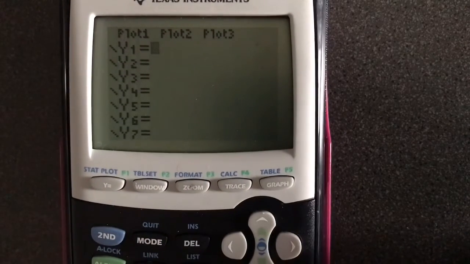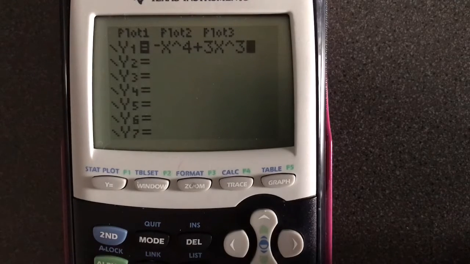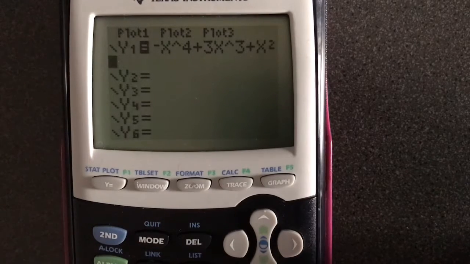So I'm going to arrow back down. Under y1, we will type in -x to the 4th plus 3x raised to the 3rd power. Remember, we're using this little caret button just underneath our clear button. Plus x squared, and then this time around we have a nice squared button ready to go for us, -8, and we'll hit enter.